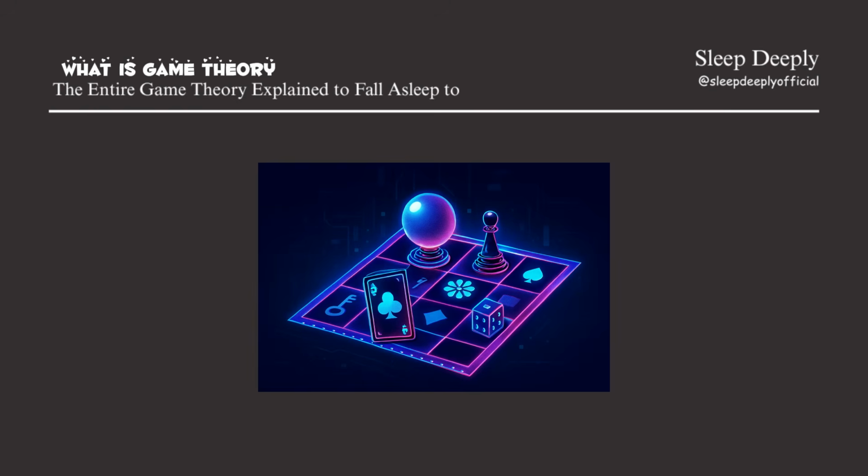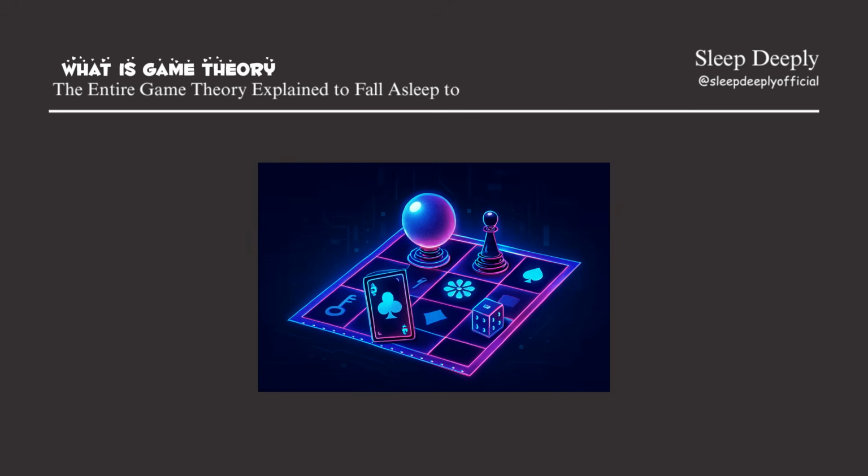What is game theory? At its essence, game theory is the science of strategy. How decisions are made when the outcome depends not only on your own actions, but also on the choices of others. It uncovers the hidden rules that shape interactions between individuals, businesses, and even nations, where each player is constantly adjusting to everyone else's moves.